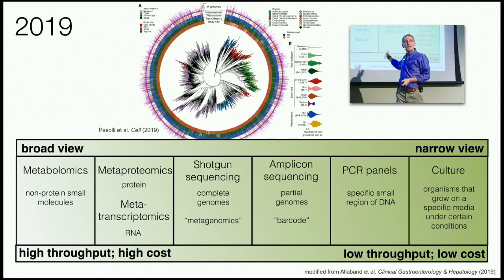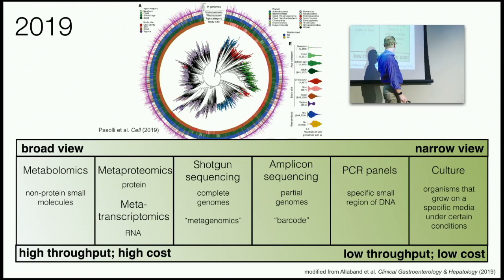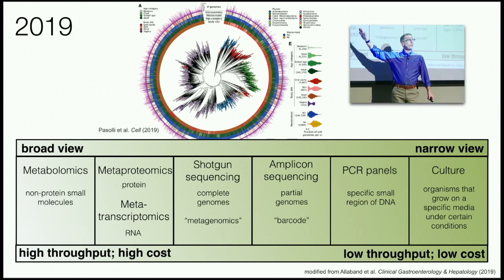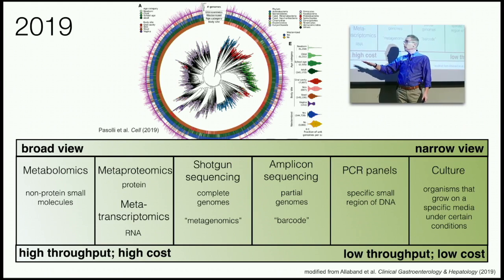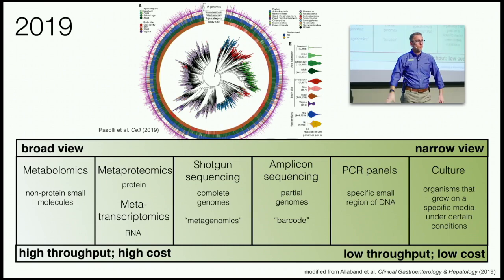So there are lots of different ways that you can analyze the microbiome, from the very narrow, which is low throughput and really inexpensive, but very, very limited, all the way to these broad views, which give me lots of information, but are at a really high cost and give me an enormous amount of data that I have to sort through.